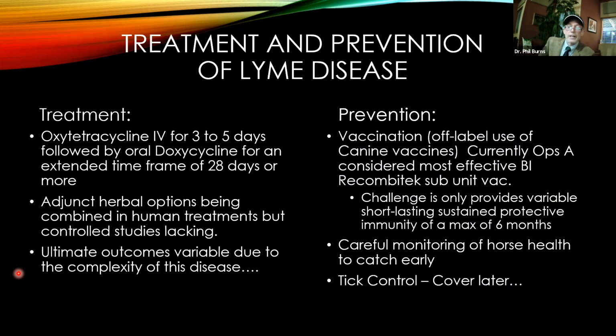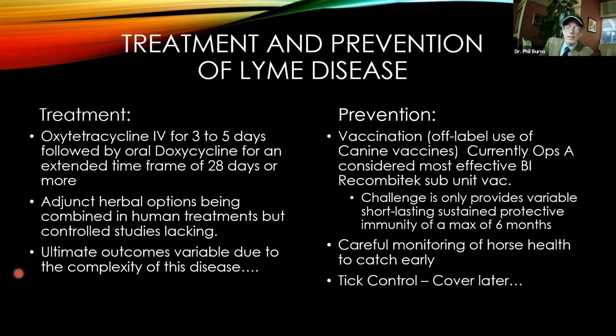And this is paralleling human treatment. It's very challenging. Even with chronic human cases, we really don't know. And unfortunately, once that Lyme organism embeds itself, we may be just trying to control resurgence and put it into dormancy, kind of like remission, to keep an animal healthy. Also, adjunct herbal options are being combined in human treatments. Controlled studies are lacking.